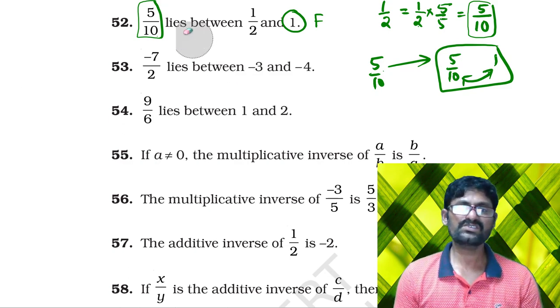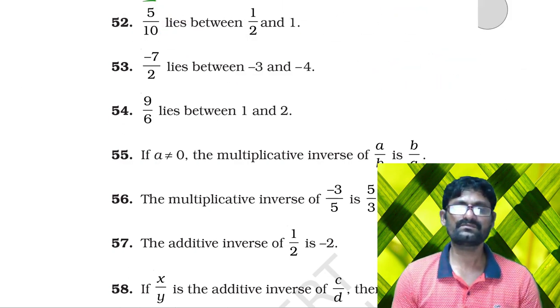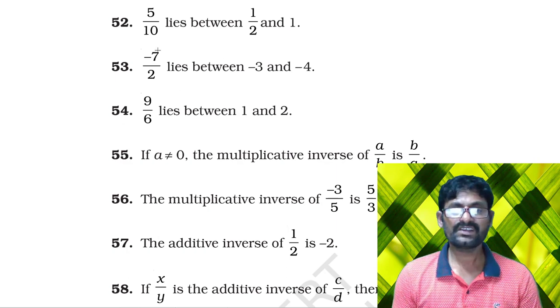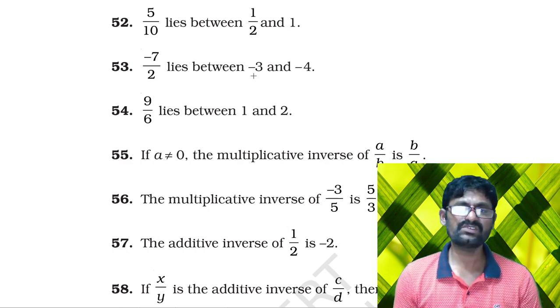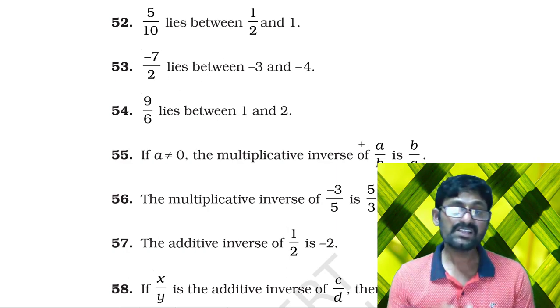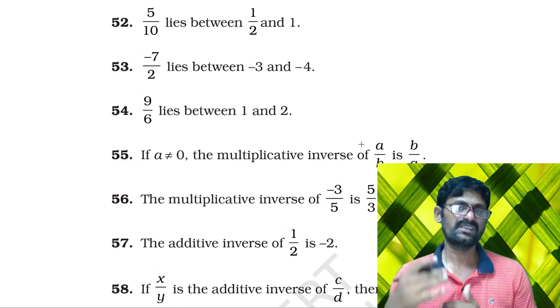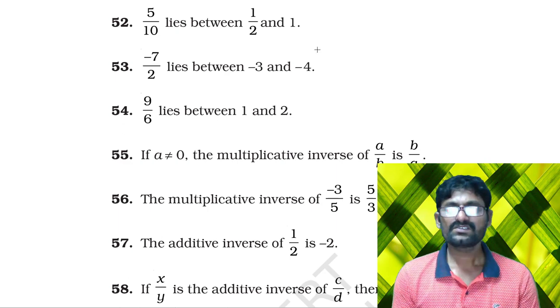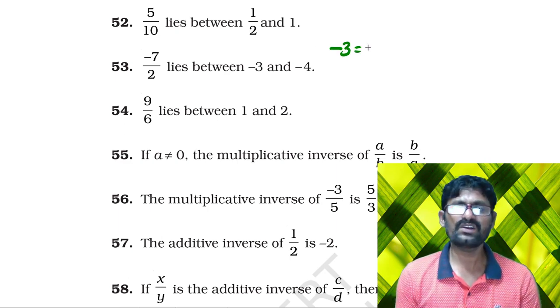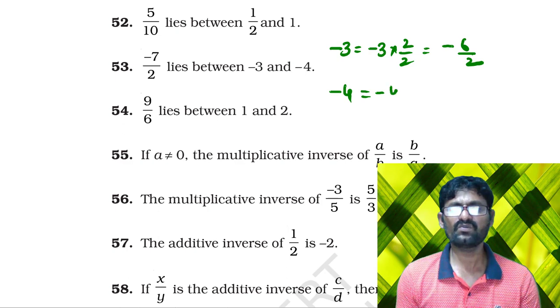Now let's go to 53rd problem. Negative 7 by 2 lies between negative 3 and negative 4. Here also let us convert negative 3 and negative 4 such that their denominators are 2. So negative 3 equals negative 3 times 2 by 2, which is equal to negative 6 by 2. And negative 4 equals negative 4 times 2 by 2, which is equal to negative 8 by 2.